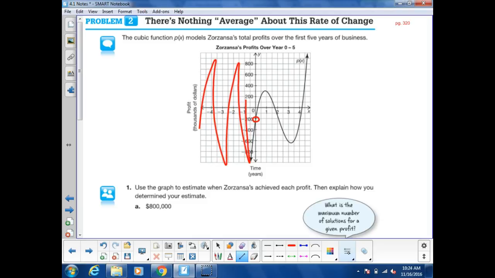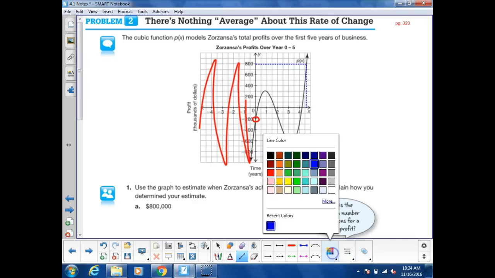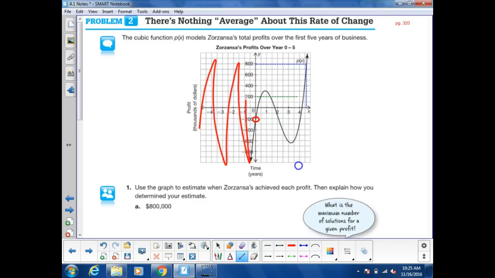All right, so 800,000 is what I'm looking at. So I go across at 800 because my profit is in thousands of dollars, and then when it intersects, I drop it straight down like it's hot, if you will. Okay, and then as long as I'm here, I'm going to do the 200,000s right away.